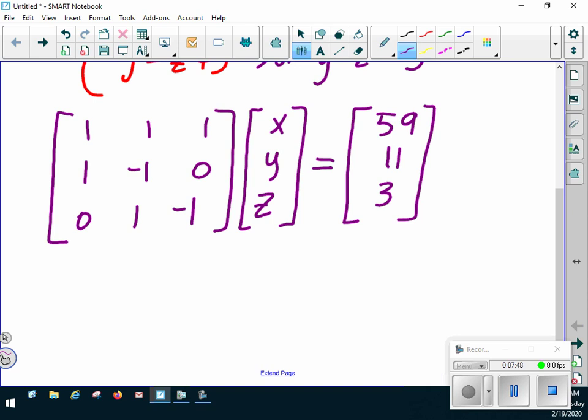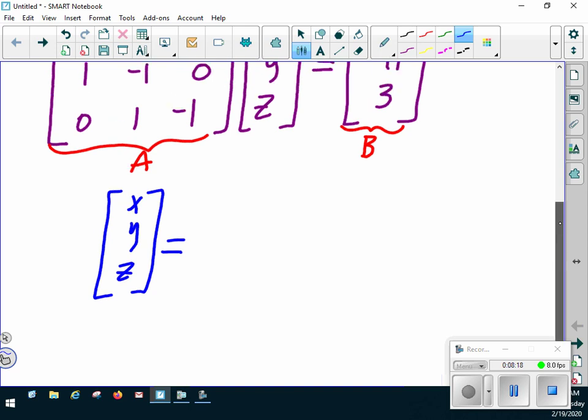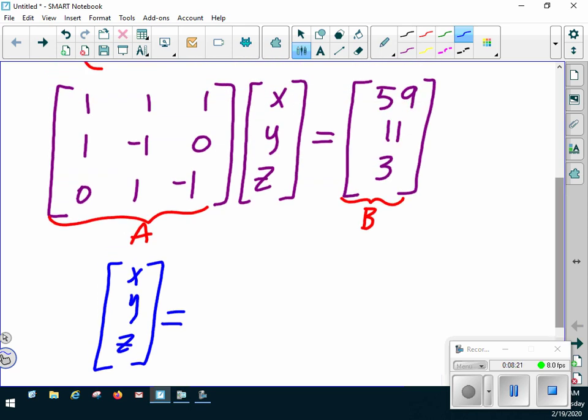and 3. Now, here's what I would suggest you do. I would suggest that you call this one matrix A, and I would suggest that you call this one matrix B. Now, don't go to your calculator quite yet. Just give me just a second. In order to get x, y, z by itself, what do we have to do? Good. We're going to find the inverse of matrix A and do what with it? Multiply it by matrix B.